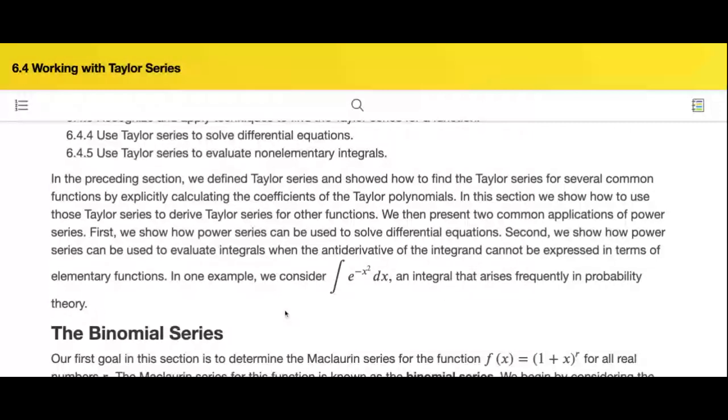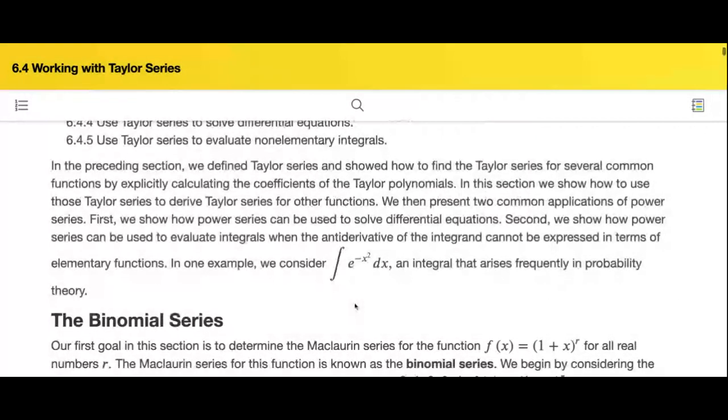In one example, we consider the integral of e to the negative x squared dx, an integral that arises frequently in probability theory. This is very, very important. Later on, if you ever get into multivariable calculus, you will see e raised to negative x squared plus y squared, stuff like that, with two variables.